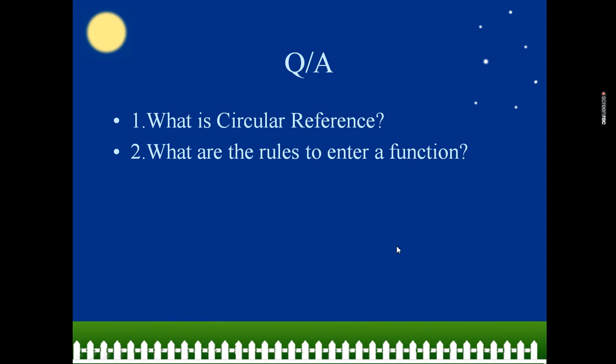The questions and answers for this module are: what is circular reference? Just define what is circular reference. That is the error which occurs when the cell refers to its own cell value directly or indirectly. What are the rules to enter a function? All the 4 rules to enter the functions are there in the particular module. So, write down the rules to enter a function.